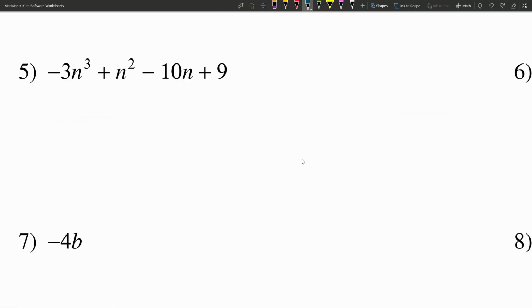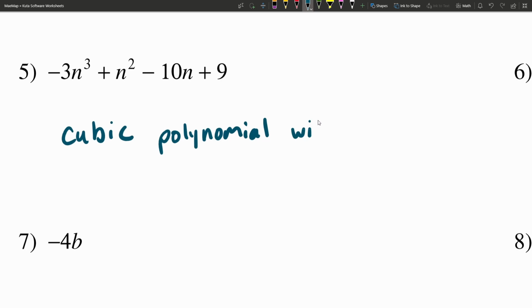In number 5, our highest degree is a degree of 3. And with a degree of 3, we do have a special name for it. Think about it. A degree of 3 is something cubed. So this is a cubic polynomial. And how many terms does it have? 1, 2, 3, 4. We don't have a specific name for a polynomial with 4 terms, so we're going to call this a cubic polynomial with 4 terms.